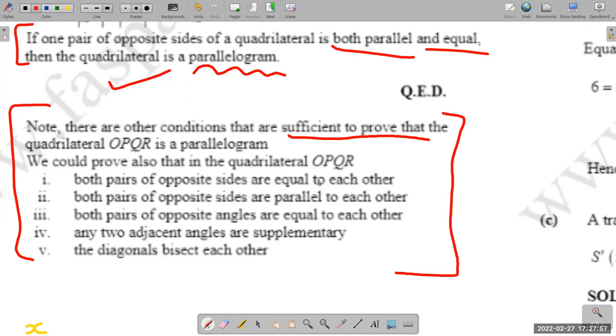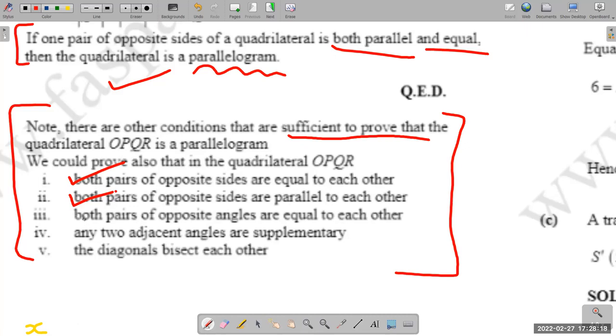Both pairs of opposite sides are equal to each other. Anytime the lengths of those two sides are equal, it's automatically a parallelogram. Both pairs of opposite sides are parallel to each other. That's the way I just explained to you guys. That would have been the easier way. You take the two sides, you prove that they're parallel by looking for K, and that's the answer.